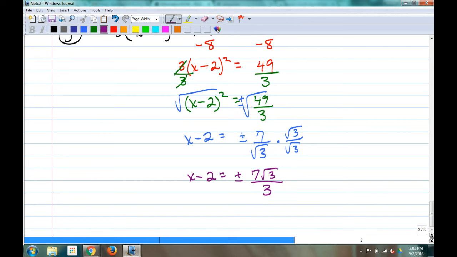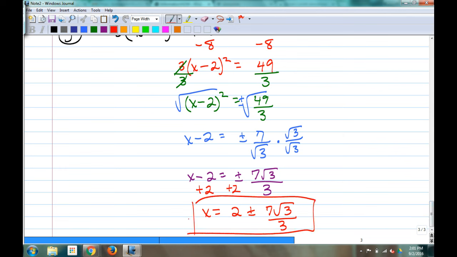Is x by itself yet? Not quite. One more step. What do I do? Yeah, just add the 2. Can I combine, are these like terms, the 2 and that? No, that's got the radical 3 in it, so that means you're not going to put them together unless you were asked for a decimal approximation for the answer. That's the only time you would put these together. So adding 2 on both sides, 2 plus or minus 7 radical 3 over 3. And you found an exact solution to that.